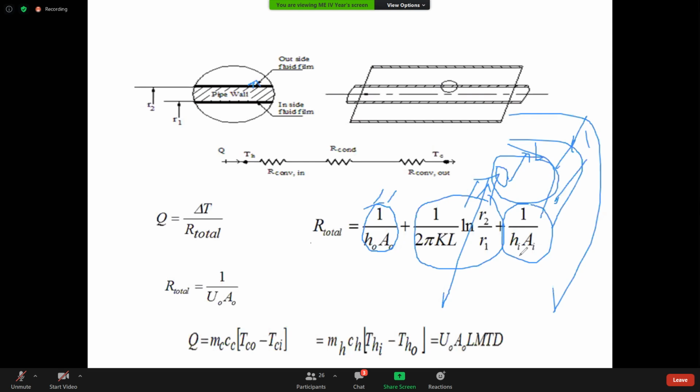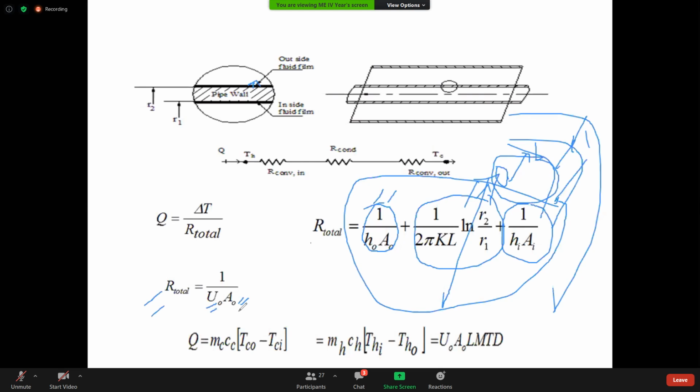So based on this is nothing but what we can calculate overall heat transfer coefficient U. So R total is equal to 1/U A naught. And overall heat transfer coefficient కూడా చూసాం. సో ఇక్కడ మనం ఓవరాల్ హీట్ ట్రాన్స్ఫర్ కోఎఫిషియంట్ వాడాలి.